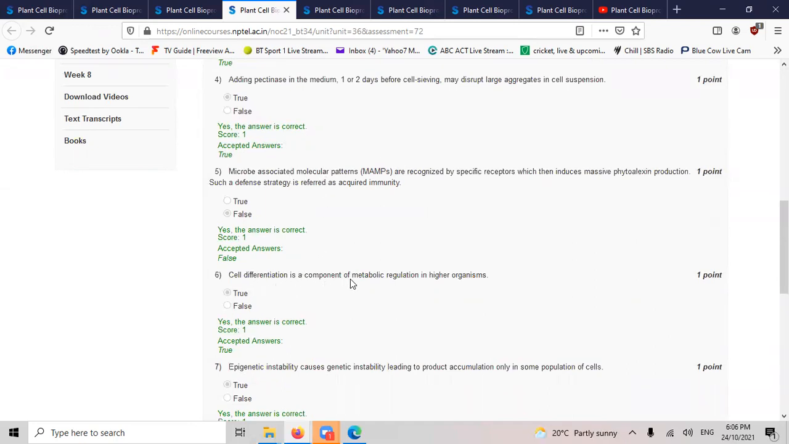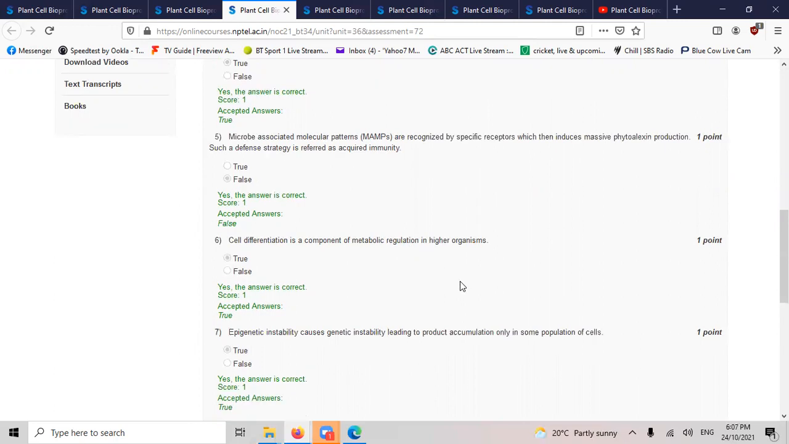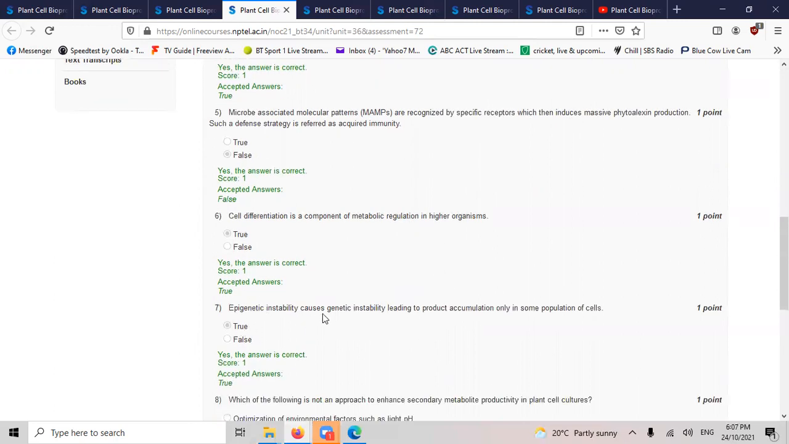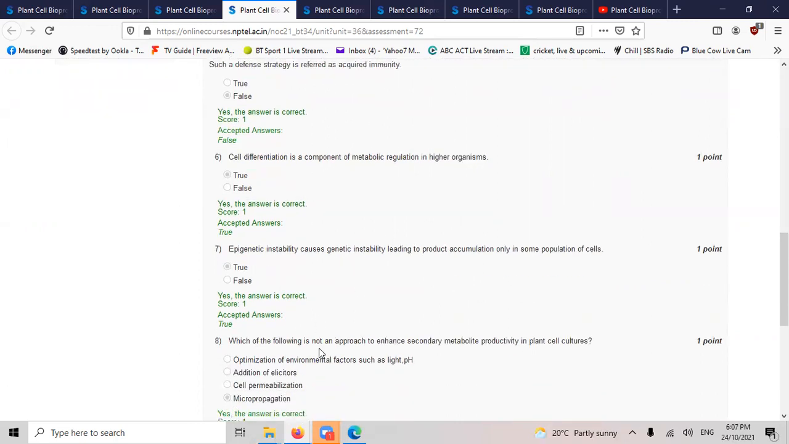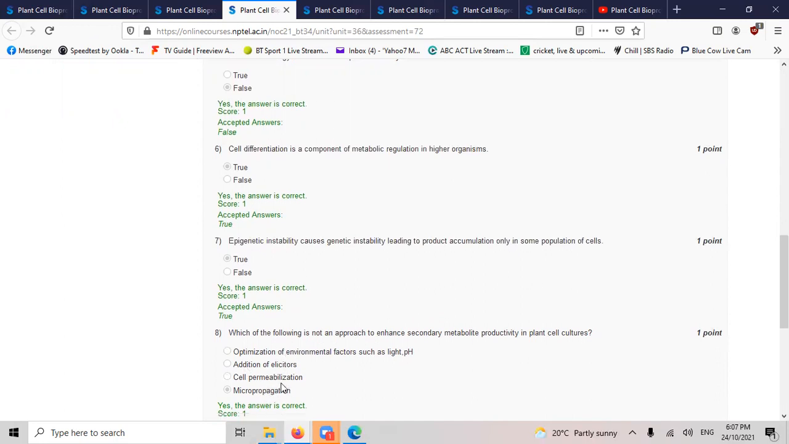Cell differentiation is a component of metabolic regulation in higher organisms, definitely. Epigenetic instability causes genetic instability, leading to product accumulation, yes. Which of the following is not an approach to enhance secondary metabolite production? They all do. See all the stuff you can do to enhance them, but micropropagation.